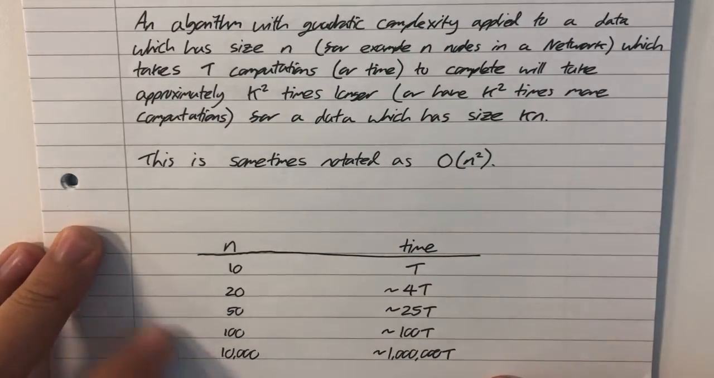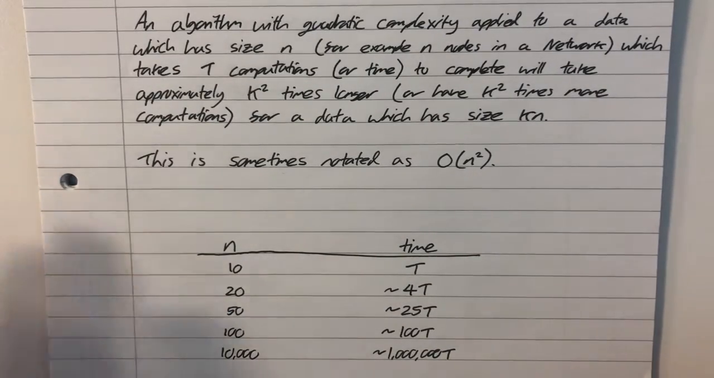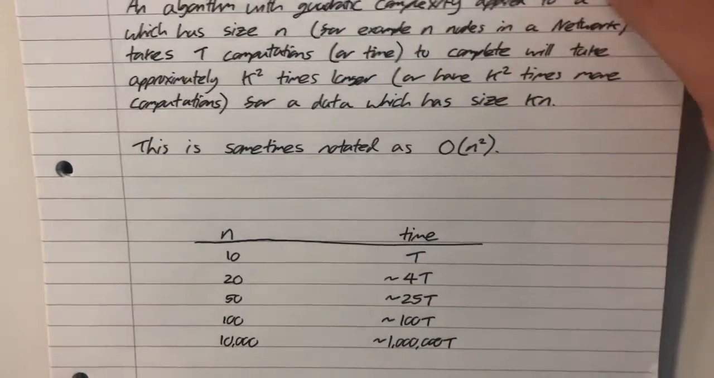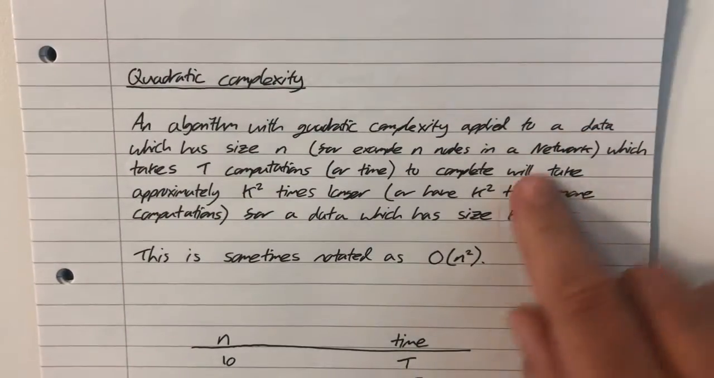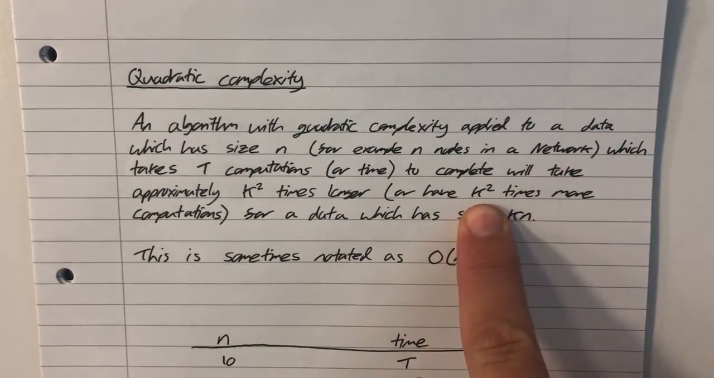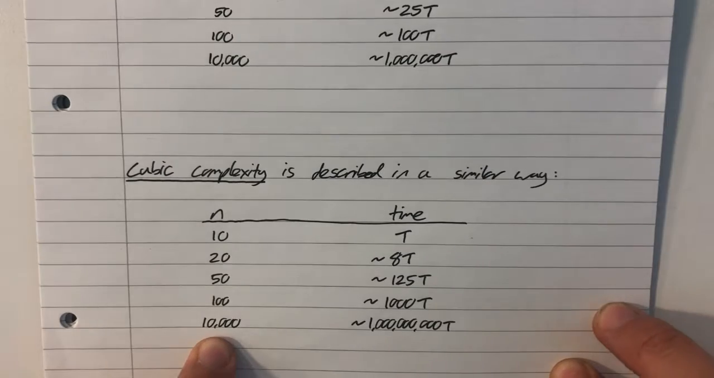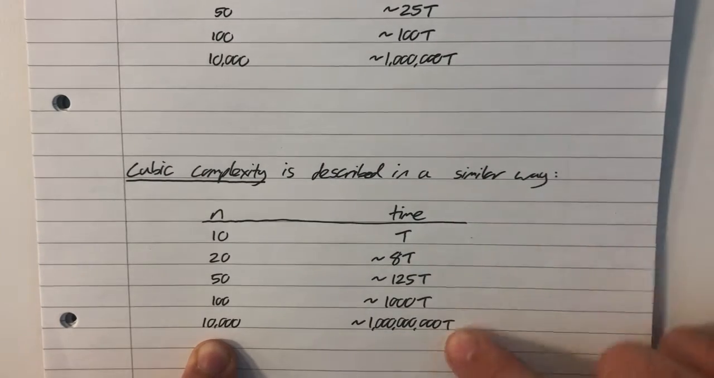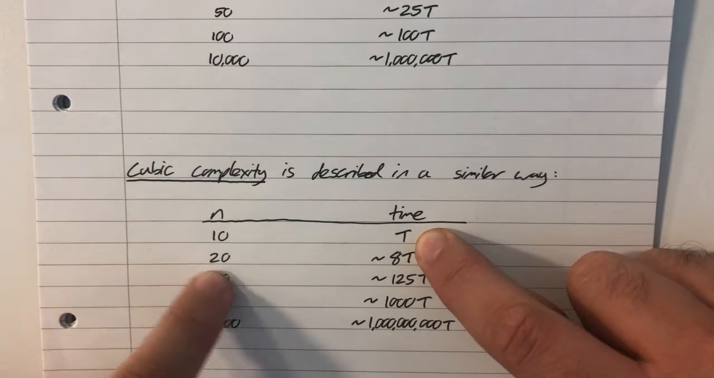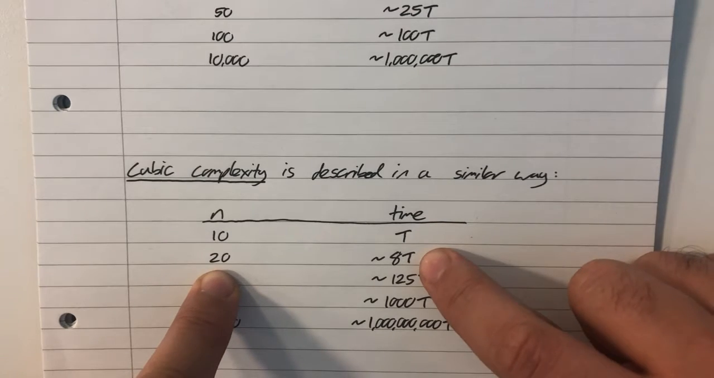We can extend this then above quadratic, and we can extend it to cubic complexity as well. Exactly the same principle, except that this definition here would have k cubed times more computations. So an example of cubic. Again, we've got the same numbers down the side here, but this time with cubic complexity, it's going to be times that scale factor cubed.